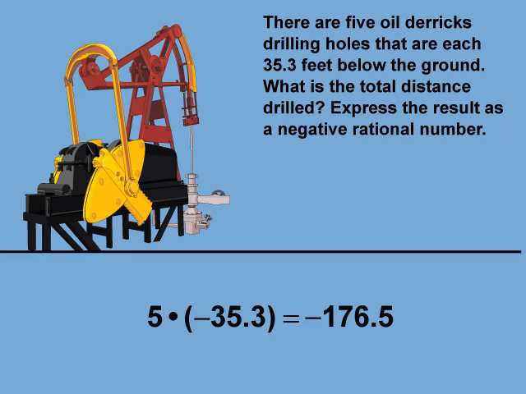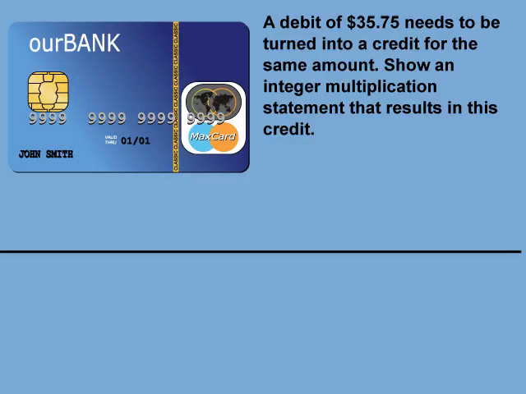Let's look at another example. A debit of $35.75 needs to be turned into a credit for the same amount. Show an integer multiplication statement that results in this credit. A debit of $35.75 can be modeled by the negative rational number negative 35.75.